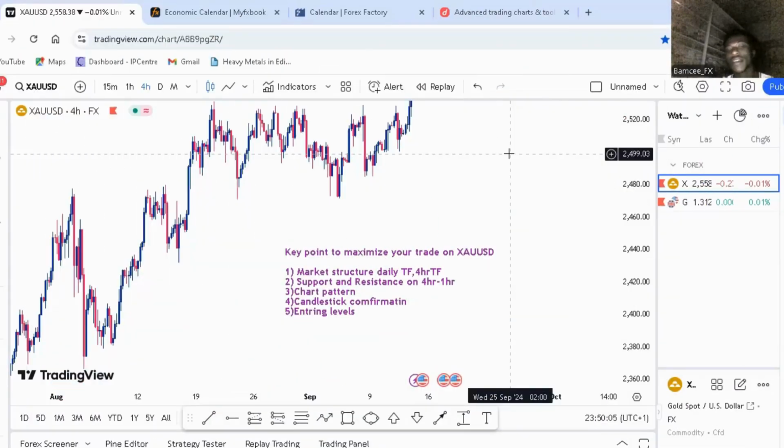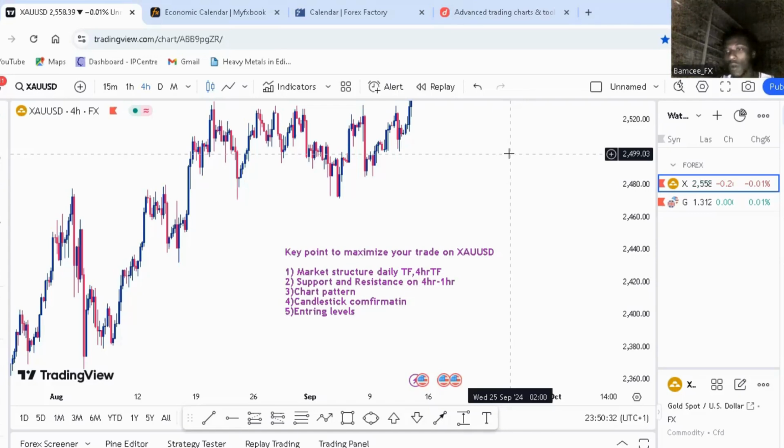I'll share with you 5 key points that you can use to maximize your trade, not only on gold but on other particular pairs, using it in the right way. Then I'm going to also do some technical analysis with you to see how the market plays out. All right. So number one key point to maximize your trade as a trader is what?